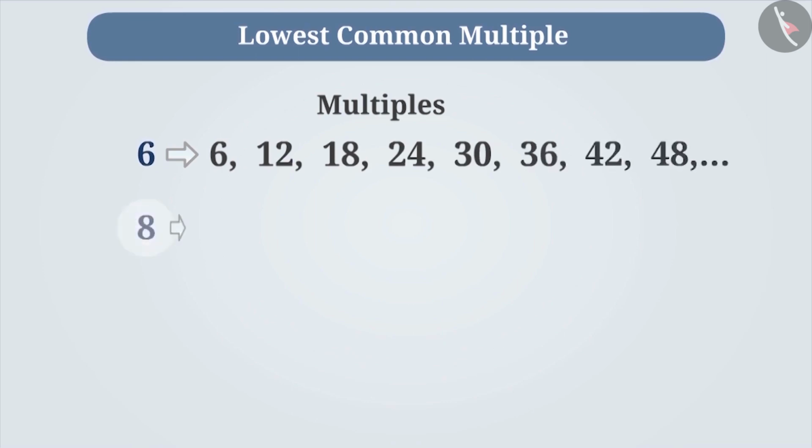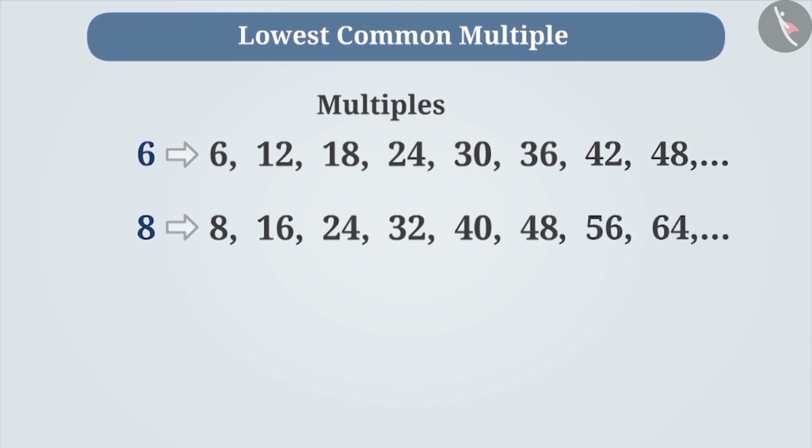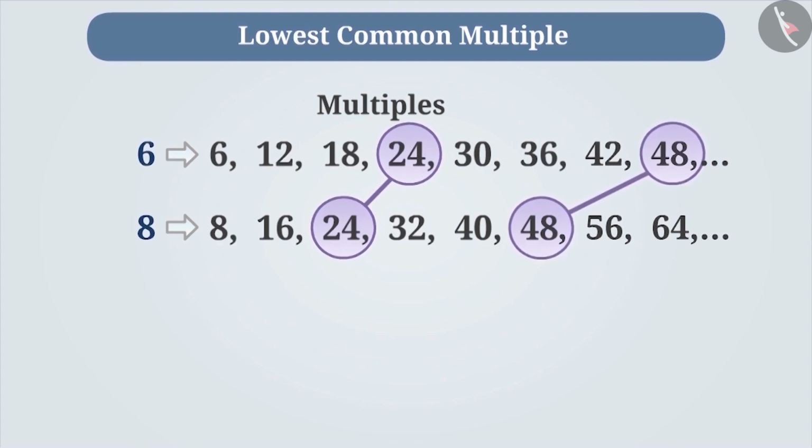Similarly, can you tell me the multiples of 8? Think about it. You are right. The multiples of 8 are 8, 16, 24, 32, 40, 48, etc. Among the multiples of 6 and 8, 24, 48, etc. are common. These numbers are called common multiples of 6 and 8.